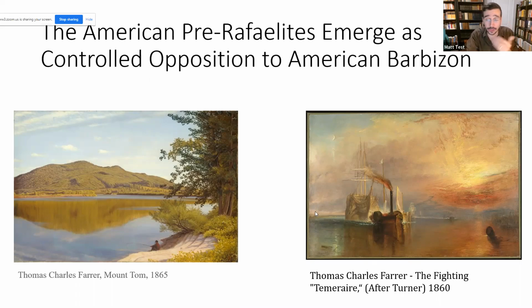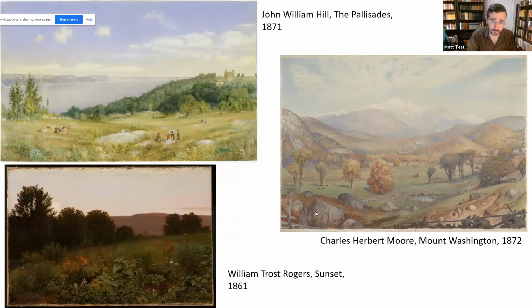These guys are dualists, leaping from extremes. Here's some more examples of hyper-realism, more Pre-Raphaelites: Charles Herbert Moore, who's using, I think, more like colored pencils to convey, again, a nice landscape. John William Hill, the Palisades, again, cows, peasants sitting there in the grass, not that different from each other, a little castle in the background. Got William Trost Rogers, again, very realistic.